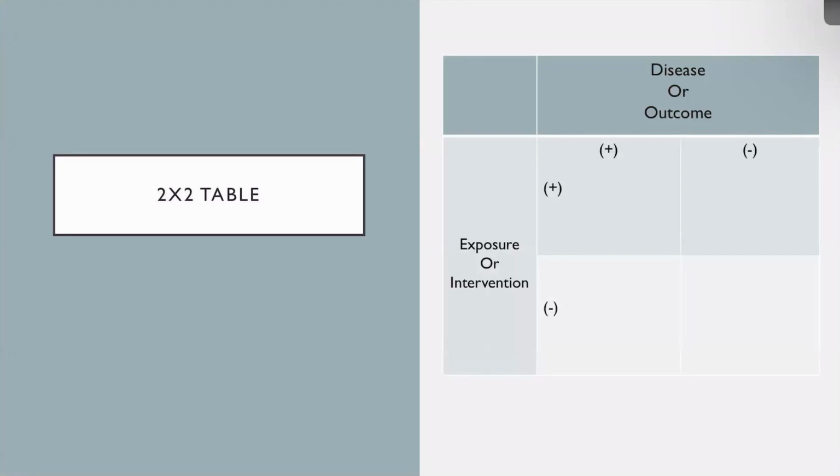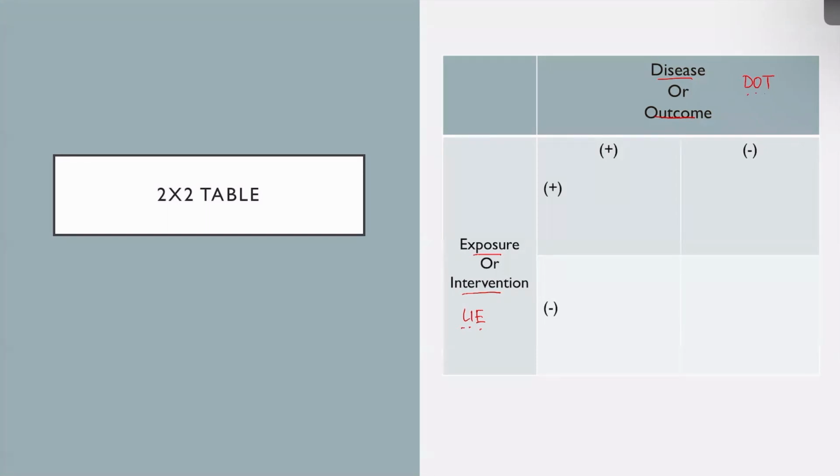So here you have the disease or outcome on top, and then you'll have the exposure or intervention on the left side of the table. You can use the mnemonic DOT: disease and outcome on top, or the mnemonic LIE: on the left side, you'll have intervention or exposure. Another way to remember this is that the dependent variable goes on top. So what do I mean by dependent variable?